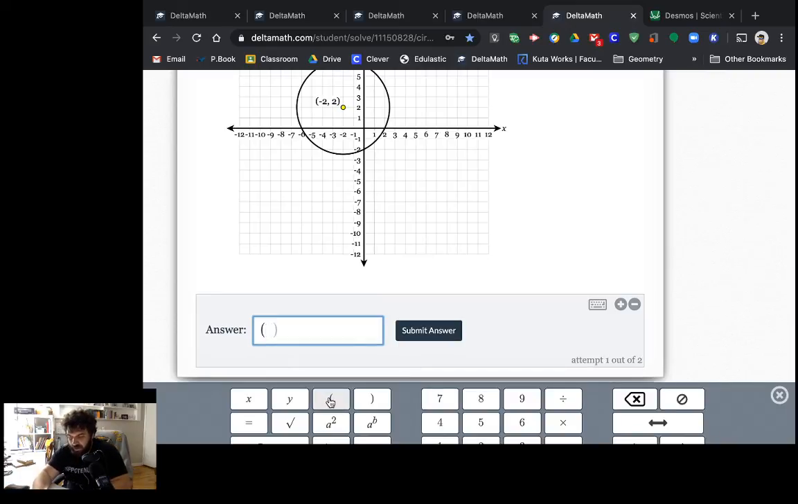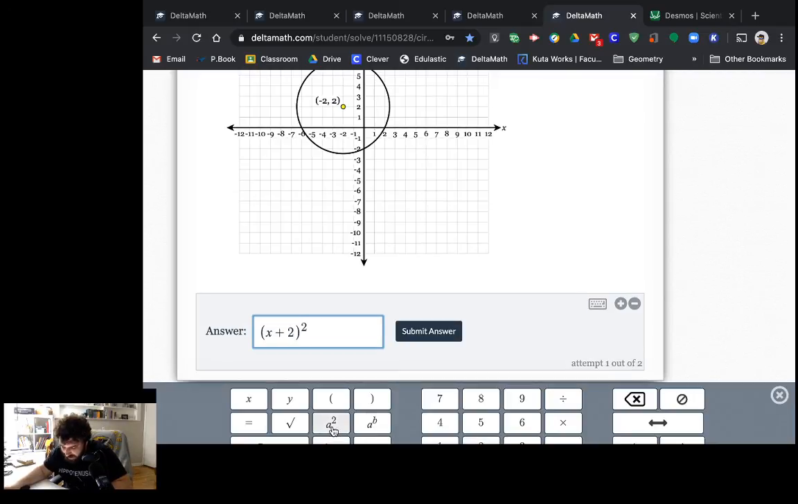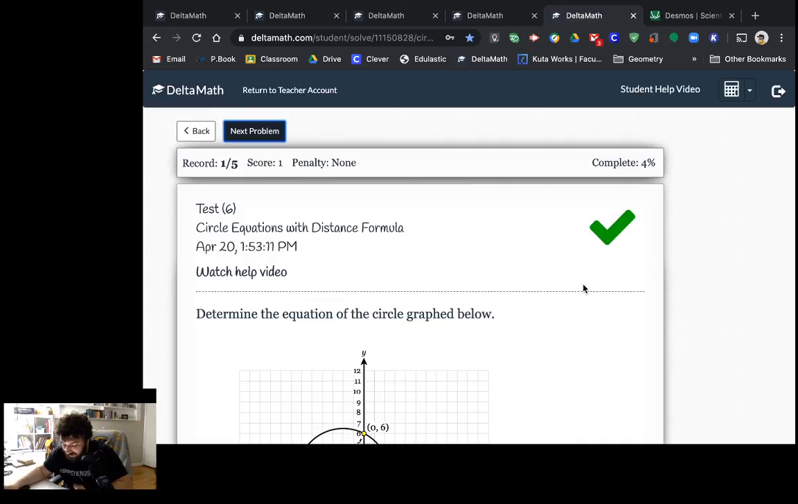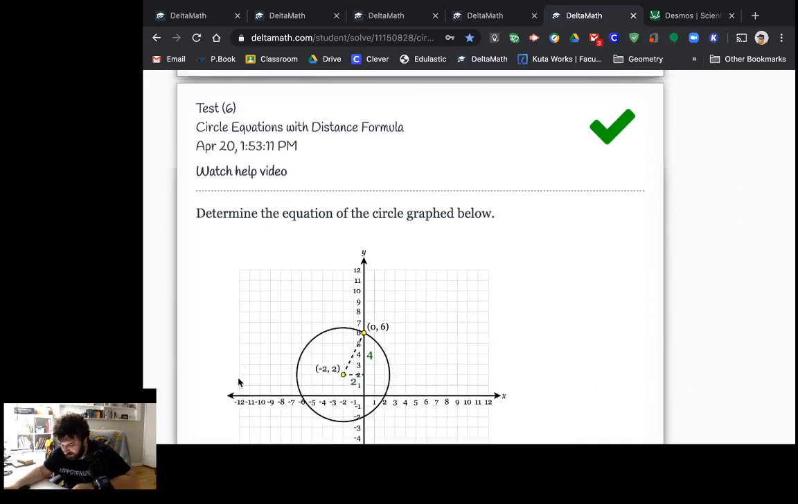Parentheses, x plus 2, and you can use your keyboard for some of it. At least bring that up because you're going to want the squared, plus (y minus 2) squared, and that's going to equal, make sure you hit the equal sign in, 20. Maybe it'll load fast enough today for us to get to in this video. Hey, it did. It'll show you a little bit of information.